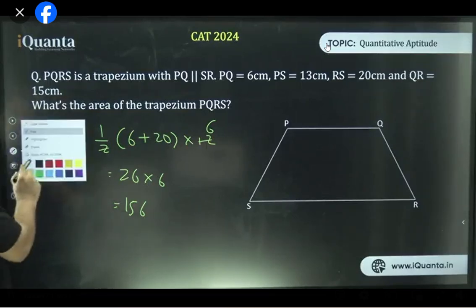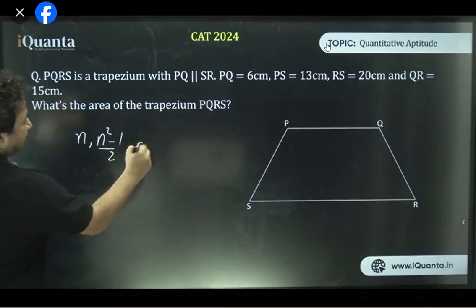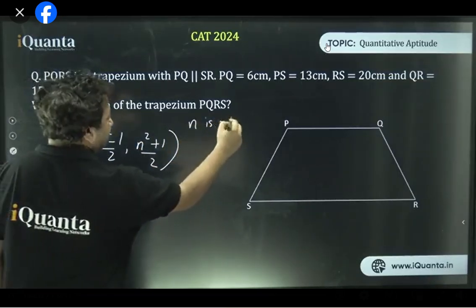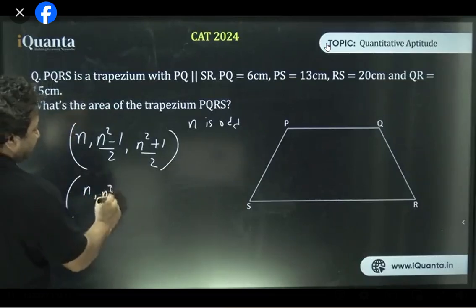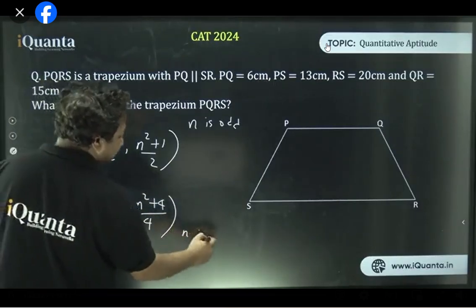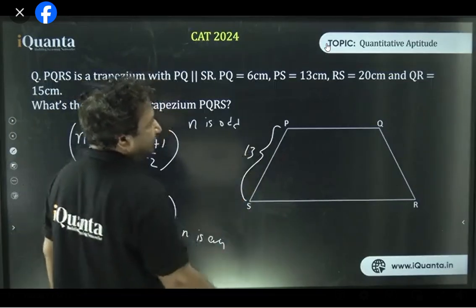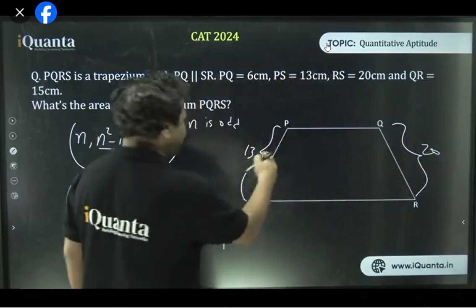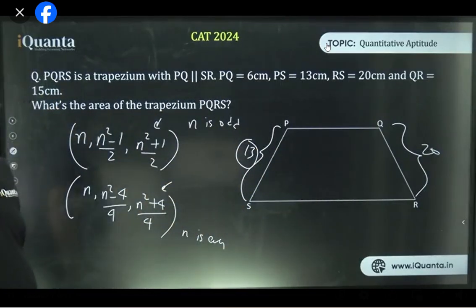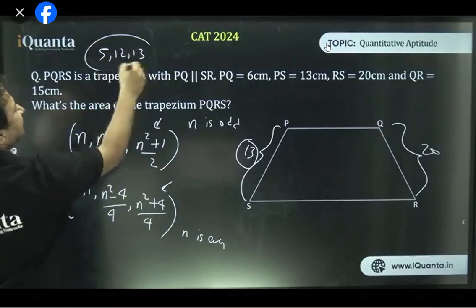And let me show it once, if you did not attend: n, (n squared minus 1) by 2, (n squared plus 1) by 2 will be used to find a triplet if n is odd, and (n squared minus 4) by 4, (n squared plus 4) by 4 will be used if n is even. Okay, here PS was given as 13 and QR was given as 20. So this is the hypotenuse. You can equate 13 to this value or this value and get the value of n automatically. Anyways, 5, 12, 13 everyone remembers already, we've been seeing it since childhood.